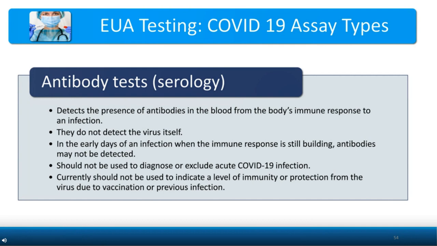And currently, this could change in the future, but currently, serology tests should not be used to indicate the level of immunity or the level of protection from the virus due to either a vaccination or due to a previous infection. There are several groups out there studying how we can use serology tests to determine immunity, but to date, the FDA has not given any emergency use authorization to any serology test to indicate any level of immunity, again, from vaccination or from previous infection.